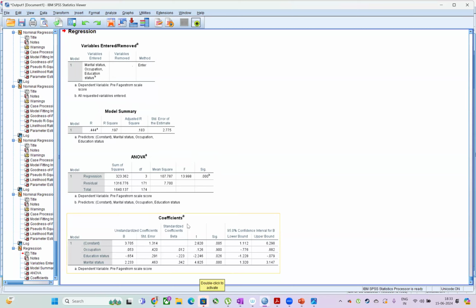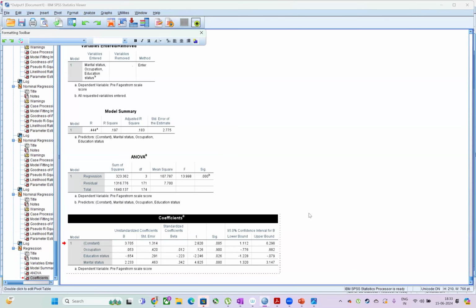Again, you are going and checking the regression table which is found here. If you see, we have nothing called odds ratio. Is there anything called odds ratio over here? Nothing. We don't have exponential beta. We have only the occupation, education, marital status, and something called the unstandardized beta coefficient.